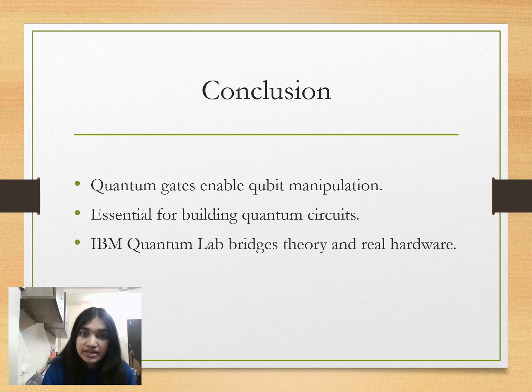To conclude, quantum gates such as Hadamard, Pauli, CNOT, Toffoli, and Fredkin play a crucial role in the function of quantum computers. They allow us to manipulate qubits, build quantum circuits, and understand complex quantum algorithms. With tools like IBM Quantum Lab, we can practically observe and experiment with these gates, bridging the gap between theoretical concepts and real quantum hardware.